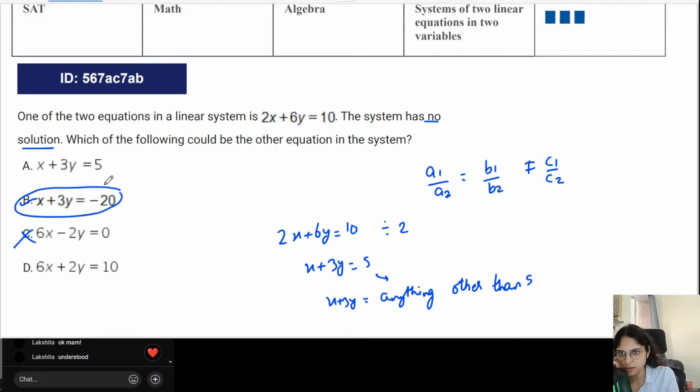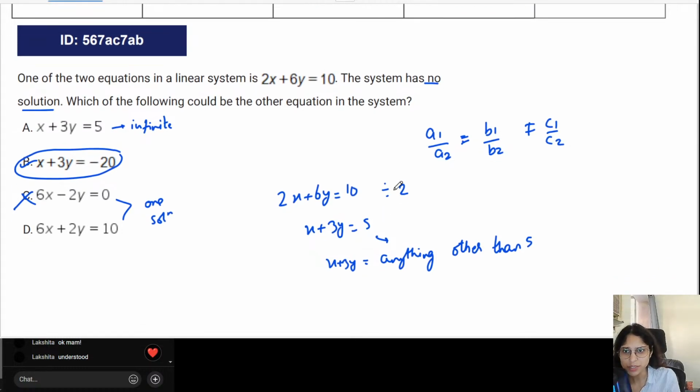This is my answer. This is going to give you infinite solutions. The rest of the two are giving you one solution because it's not going to work. 2 over 6 is 1/3, 6 over negative 2 is negative 3. 2 over 6 is 1/3, 6 over 2 is 3. So a1 over a2 is not equal to b1 over b2 in those scenarios. Got it? Why was I dividing with 2?